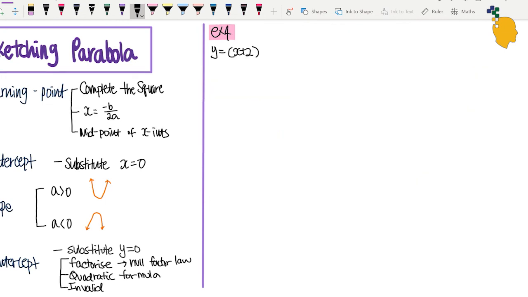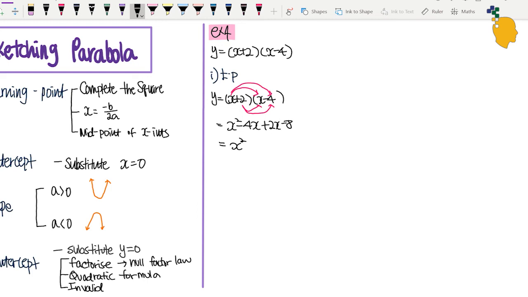For our last example here, we have y equals x plus 2, x minus 4. Let's find the turning point first. Since it's already factorized, we have to expand it to find the turning point. Use double rainbow to expand, you'll get x squared minus 2x minus 8. Then from here, I'm going to complete the square. Keep the first two terms, x squared minus 2x. Half of 2 is 1, square it, minus the same number, and we still have minus 8 at the end. Then if you complete the square, you'll get x minus 1 squared minus 9.